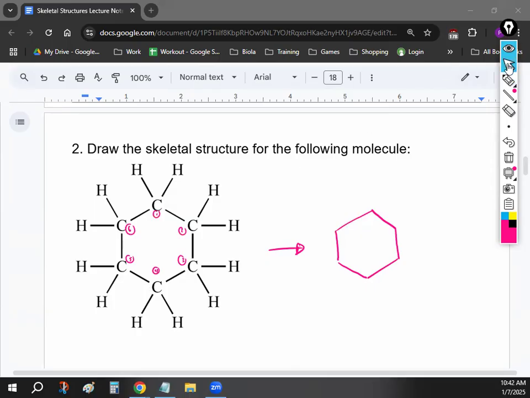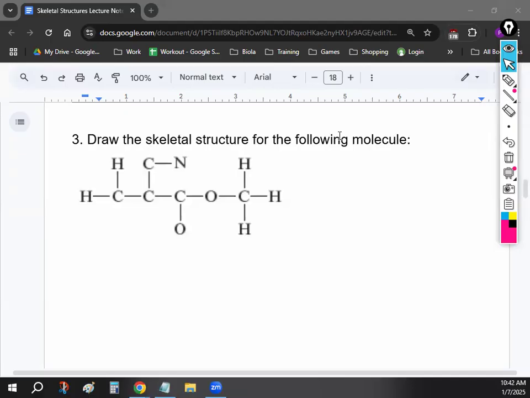Yes? Does it matter how we go around? Yeah, you want to go in the direction that this structure is shown. Any questions? You guys think you could try one on your own? Yeah. All right, let's try another one.